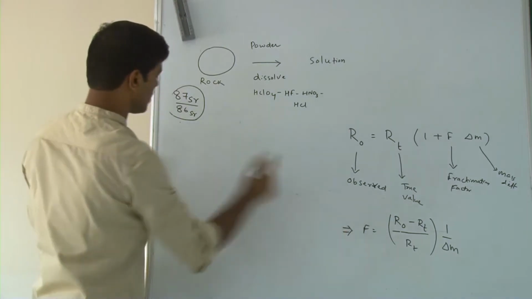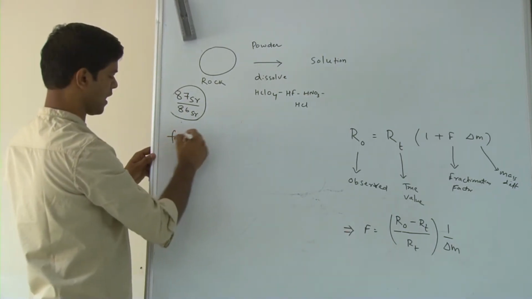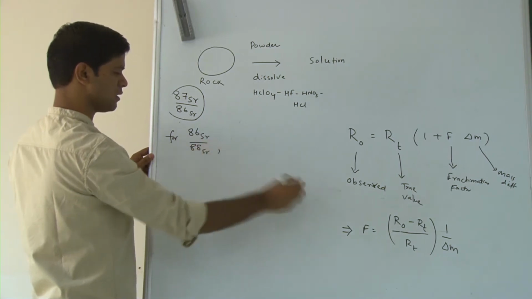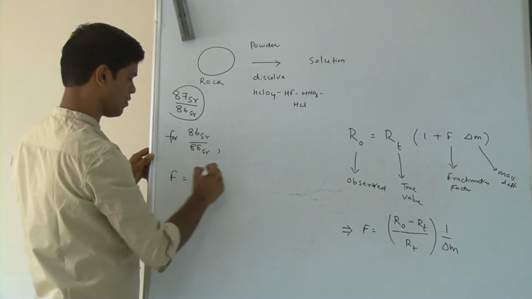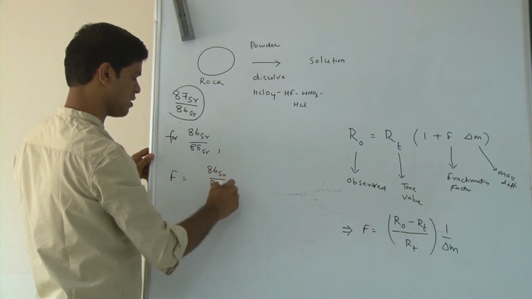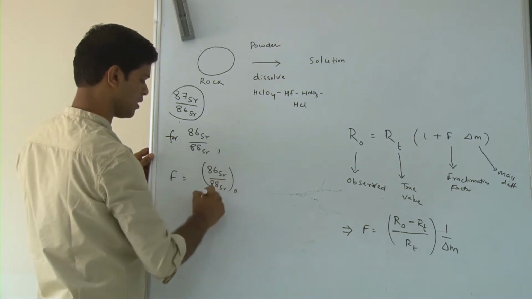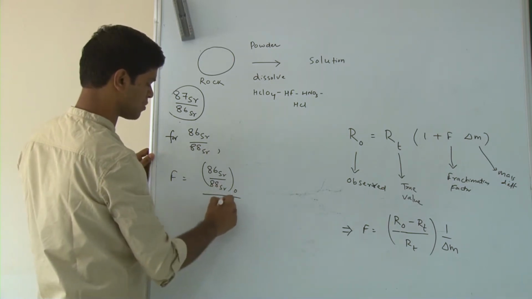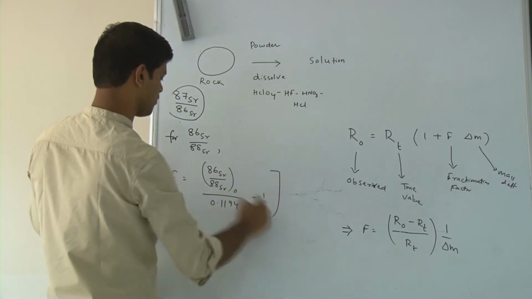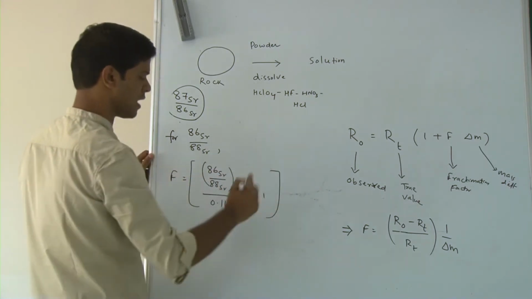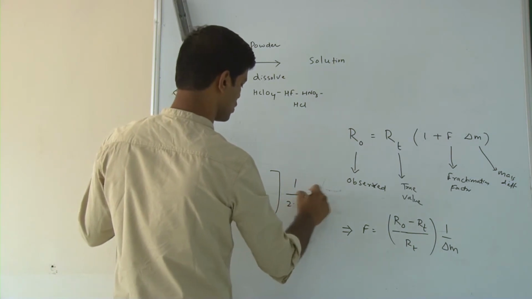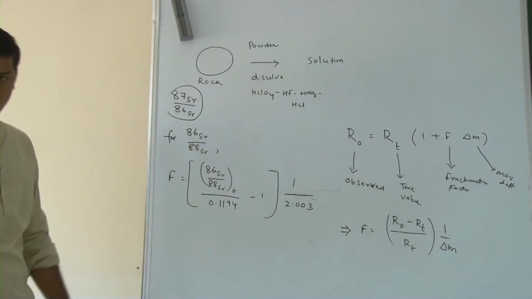So, if I write the same equation for 86 strontium by 88 strontium, then F is equal to 86 strontium by 88 strontium, the measured one, divided by the true value, we know this is 0.1194, minus 1, divided by delta M. Delta M is about 2 here, basically 2.003. So, this is the F value.